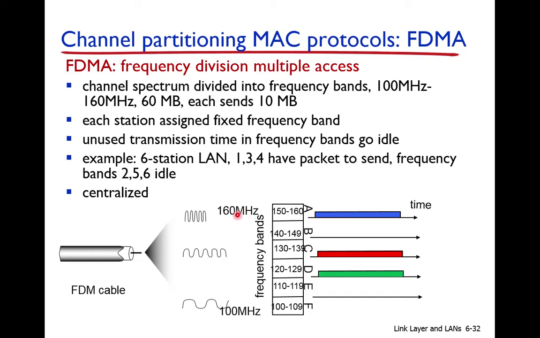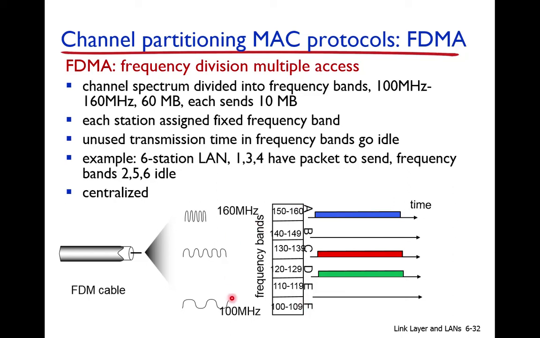So this whole frequency spectrum is divided into 6 frequency bands. So node F will transmit the data from 100 megahertz to 109 in this bandwidth. Node E will transmit from 110 megahertz to 119 megahertz and so on. So it means that each one is equally using the whole link.